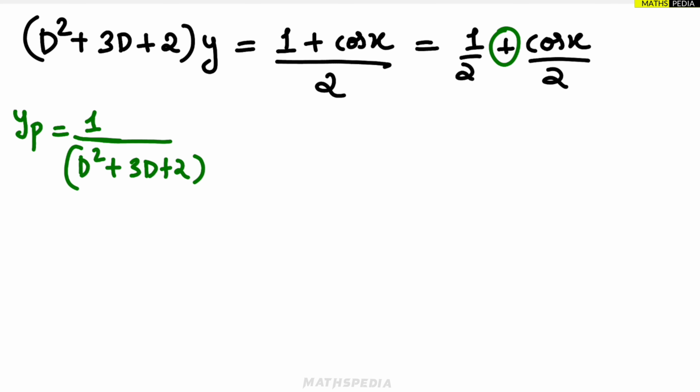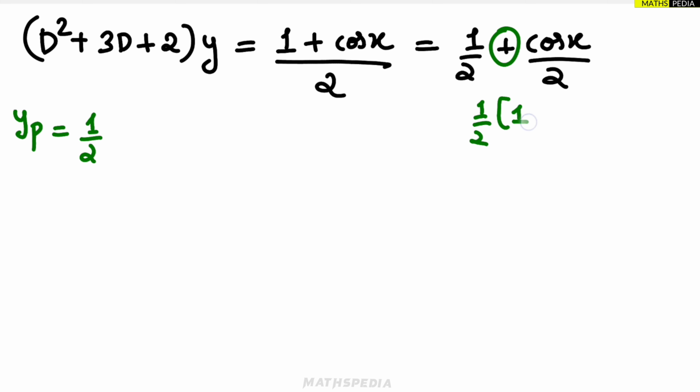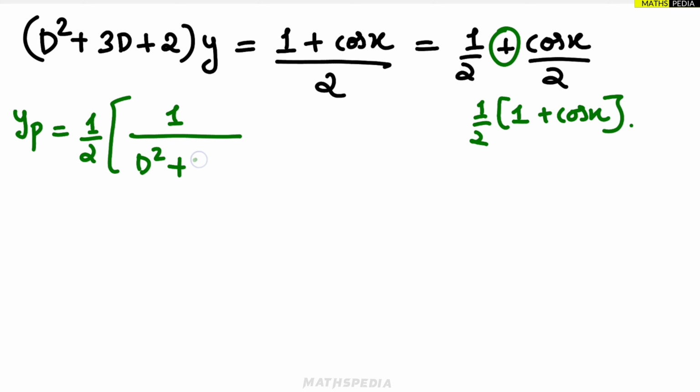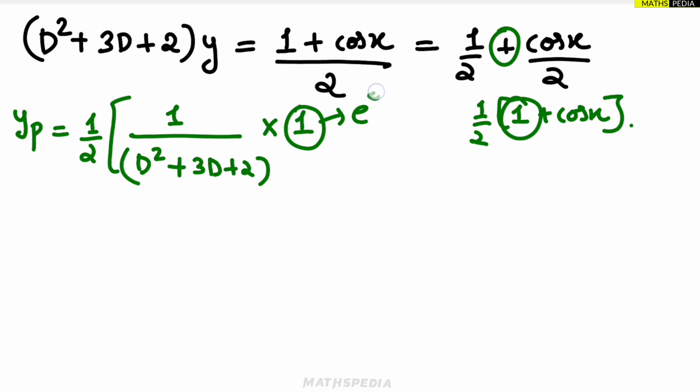Okay. So we will keep it outside. So 1 by 2 if I keep it outside, inside only 1 plus cos x will be there. So inside, 1 divided by function of D square plus 3D plus 2, into, I'll take 1, this part. Instead of 1, what can I write? Instead of 1, I can write e power 0x, because I can write it in e power ax form. Yes, so instead of 1, you place e power ax.